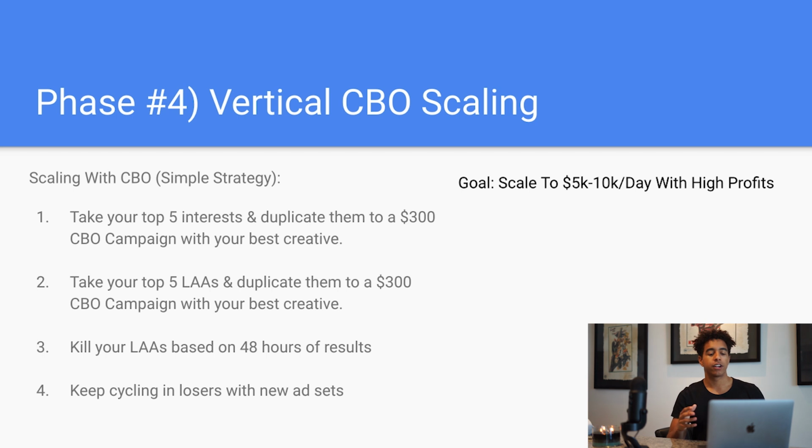And from that, you're going to put those at $300 a day, and you're just going to let those run for at least 48 hours and then kill the bad ones based off performance, and simply just keep cycling in losers and winners, because as your interests die off, as they stop performing, you can go ahead and continue to cycle in more new interests as you're constantly testing.